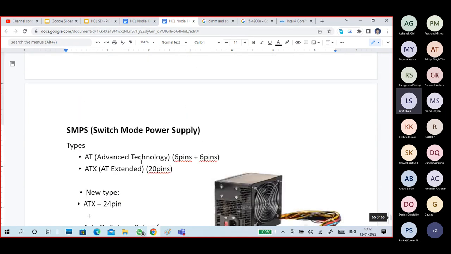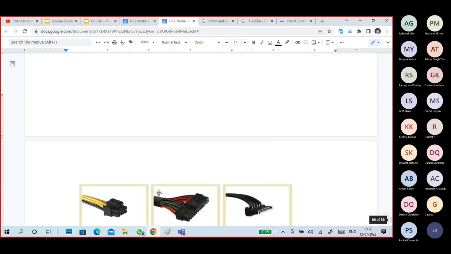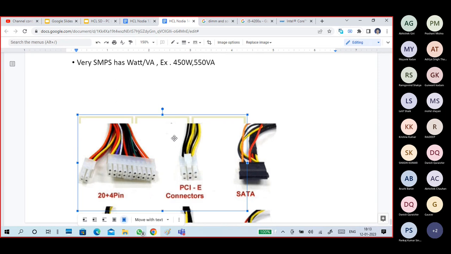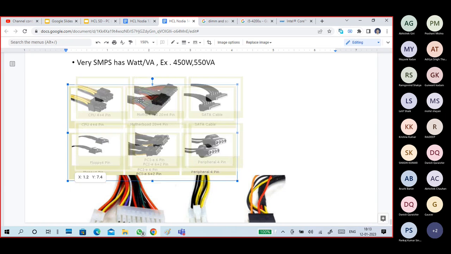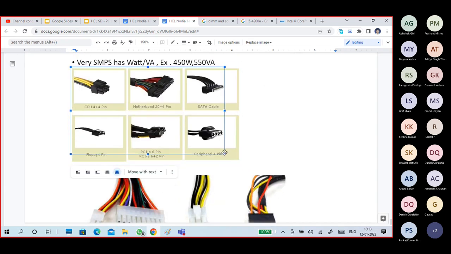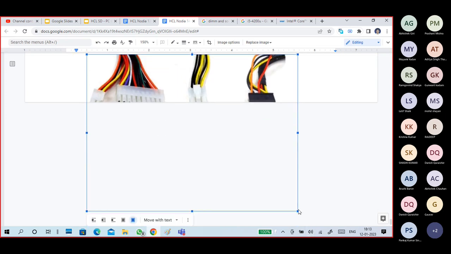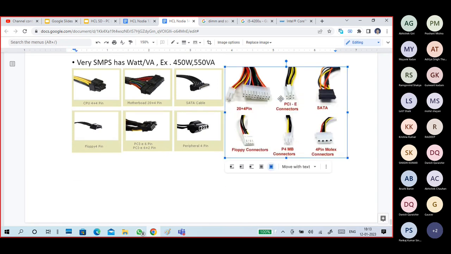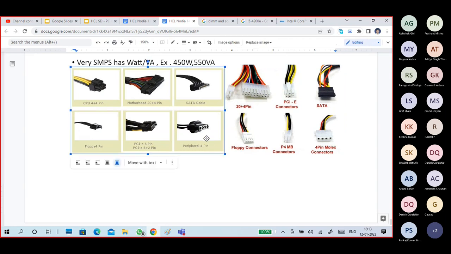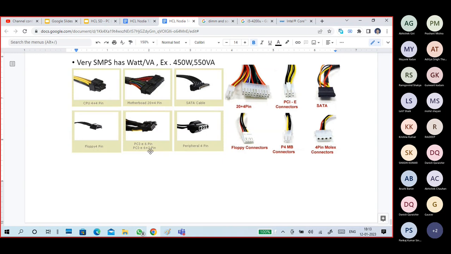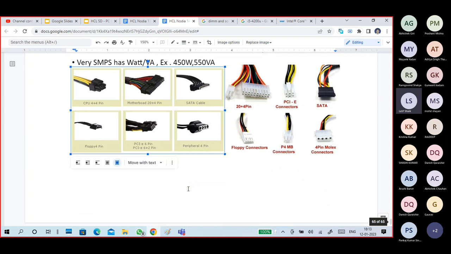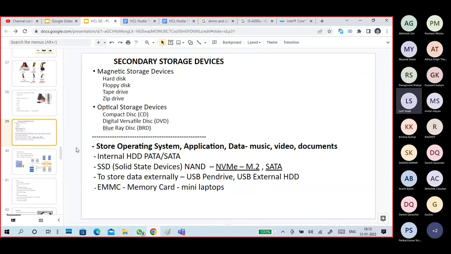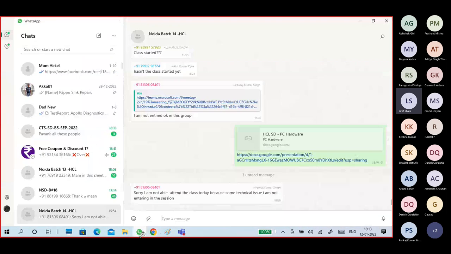I think one of the pictures is enough. Right, see this. Okay, so different connectors and SMPS. That's the point, guys. Next, if you have a chance, I already shared this link with you. May I share this hardware PPT or not, right? The hardware PPT.